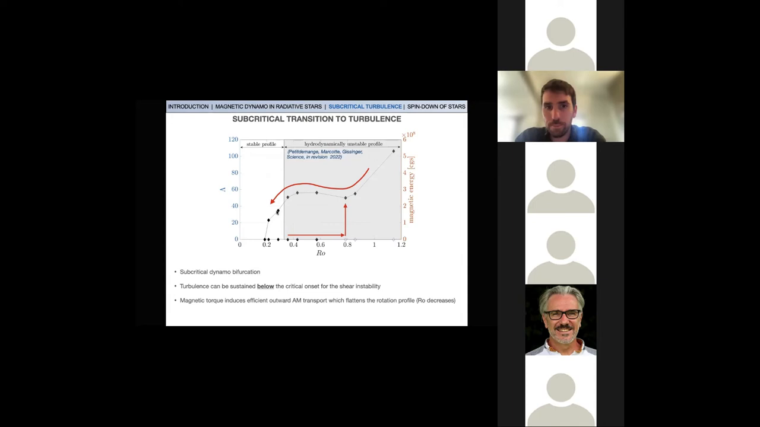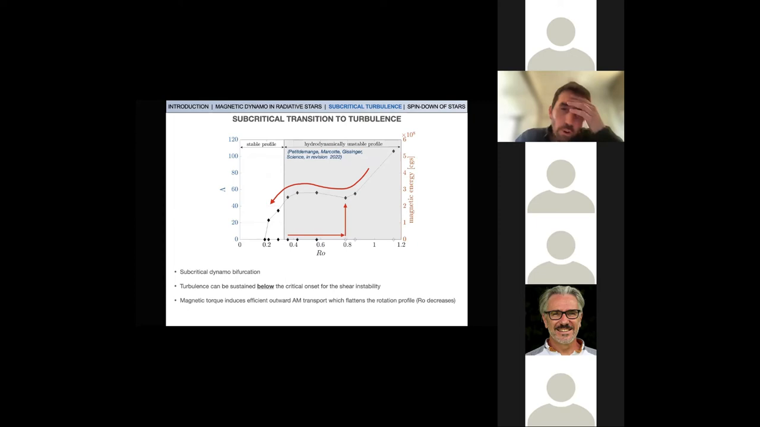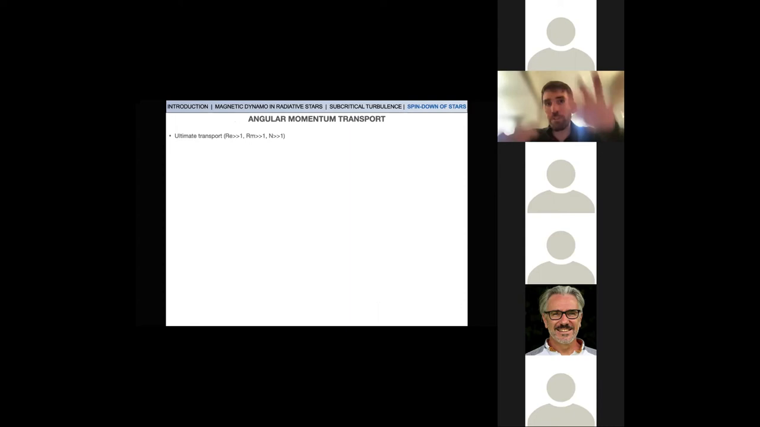Okay, so I'm almost at the end. So once you understand that, then now, of course, for those of you who know MRI, this scenario is very close to the MRI dynamo scenario. It's the same thing, except that the Tayler instability plays the role of the MRI instability. But it's something that might be quite general in astrophysics, or at least the big lines. Now, once we have that, because there is a flattening of the rotation curve, it's very interesting to compute the angular momentum. So we can do some prediction.